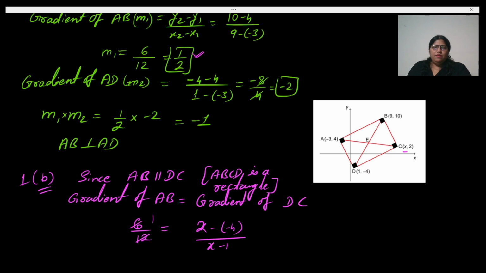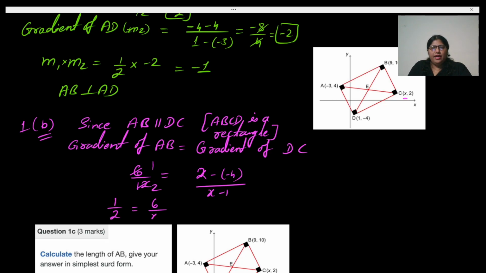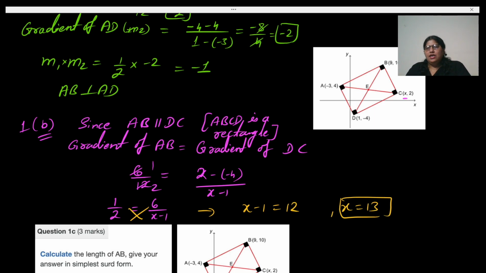If I do the simplification, you will get the value of x because you are getting a linear equation. So this is half equals 6 by x minus 1, and if we do the further simplification, cross multiplication, you'll get x minus 1 equals 2 and x equals 3. So what are the coordinates of C here? C coordinates are going to be 13 comma 2, or the value of x is 13.